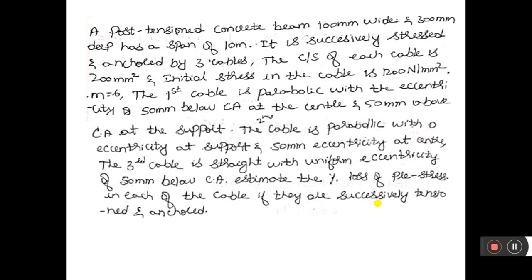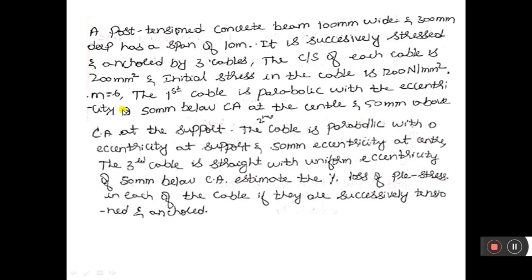So a post-tensioned concrete beam of size 100 mm by 300 mm is provided with 3 cables. In these 3 cables, each cable has a different eccentricity. The first cable is a parabolic cable and it has an eccentricity of 50 mm below the centroidal axis at the midspan and 50 mm above the centroidal axis at the support.